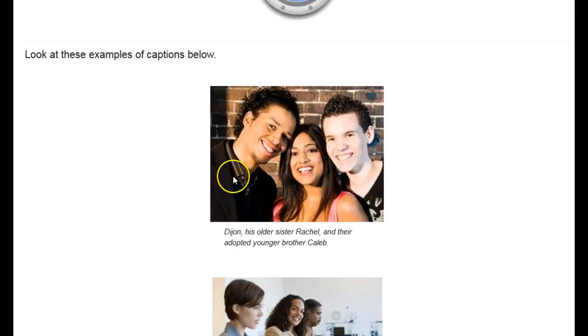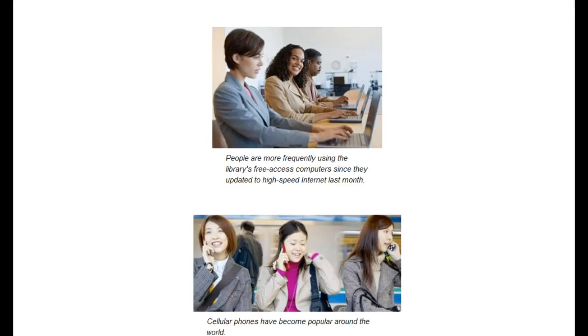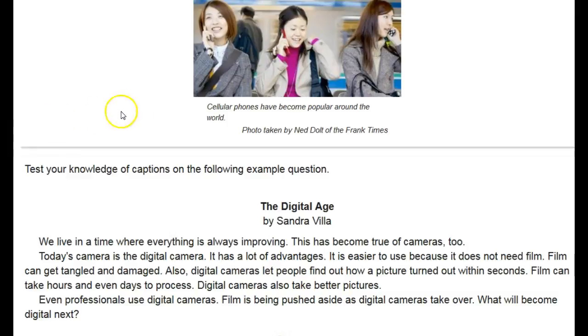This one is referring to this picture, and it says Dijon, his older sister Rachel, and their adopted brother young Caleb. Here's Dijon, here's Rachel, and here's Caleb. This next example says people are more frequently using the library's free access computers since they updated to high-speed internet last month. The caption about this photo says cellular phones have become popular around the world, and also gives credit to Ned Dolt of the Frank Times for taking the photo.